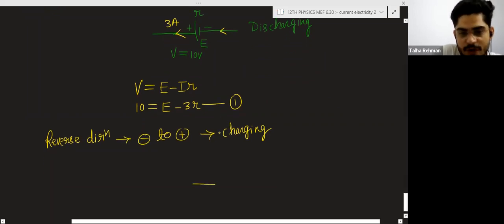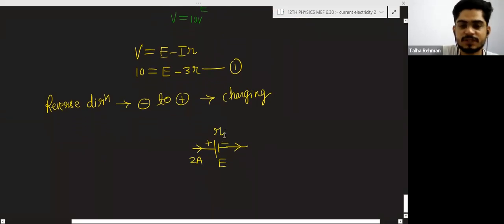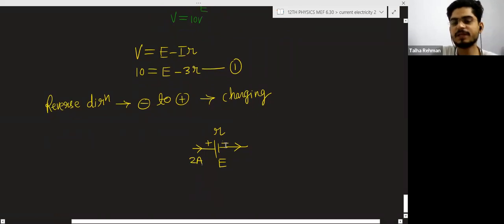So same battery you have, and this battery has internal resistance R and EMF E, and this is the negative terminal, this is the positive terminal, and now this time the current is flowing like this, and the amount of current is given as 2 ampere. So this is the charging condition, because here the current is leaving the negative terminal and entering the positive terminal. So you can say the current is from negative to positive.